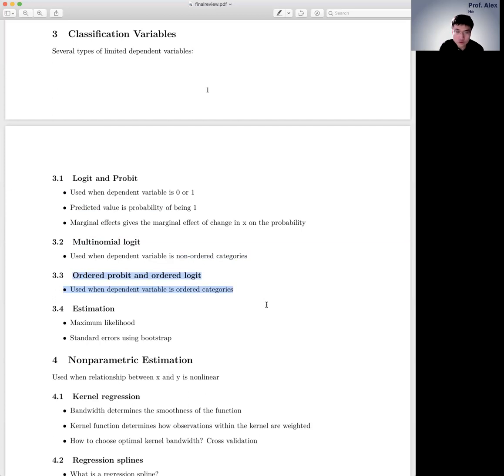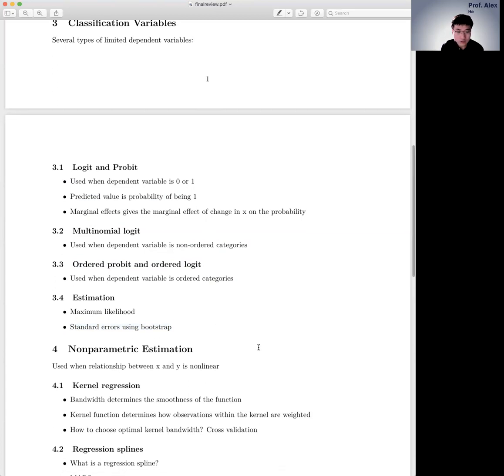And for all of this, you should know how to estimate these models in Python, and also how to interpret the results. And also for logit and probit, we also talk about how to estimate the standard errors using Bootstrap, right? If you want to test some hypotheses or construct the confidence intervals. Okay, so that's the third part.